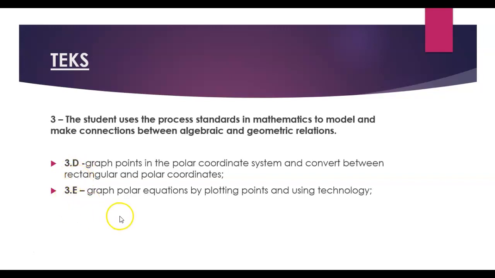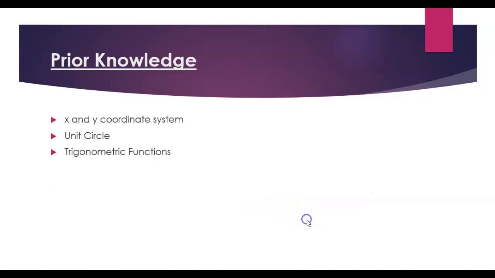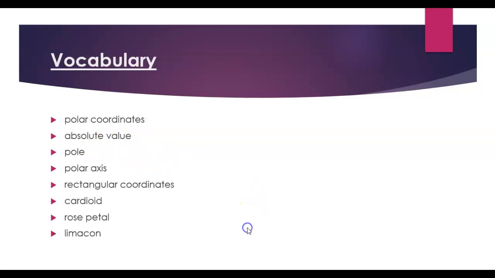3D says graph points in the polar coordinate system and convert between rectangular and polar coordinates. And 3E says to graph polar equations by plotting points and using technology. So the prior knowledge that we need here is knowledge of the X and Y coordinate system, our unit circle, and our trigonometric functions and identities. The vocabulary, of course, will be polar coordinates, absolute value, pole, polar axis, rectangular coordinates, cardioid, rose petal, limaçon.